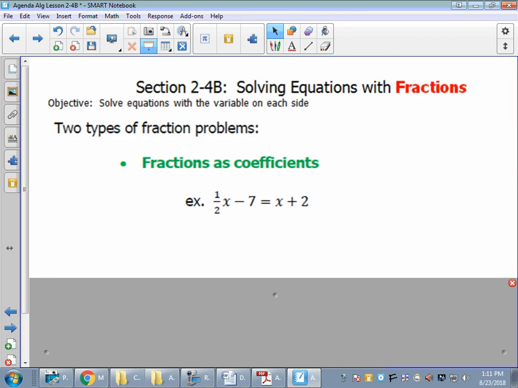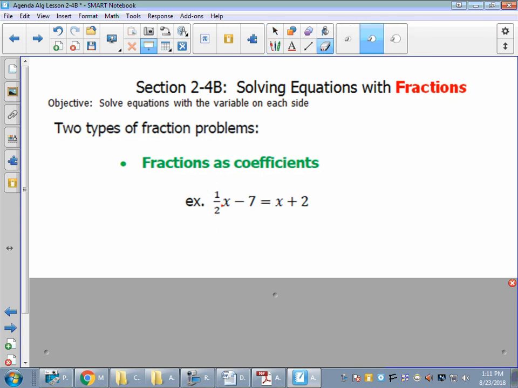Okay, fractions as coefficients. When we talk about coefficients, remember that's the number in front of the variable. So over here, the coefficient is 1/2, and then over here, remember, the coefficient is 1. So we're going to deal with the one where the fraction is a coefficient.